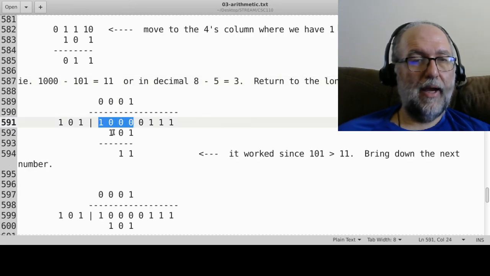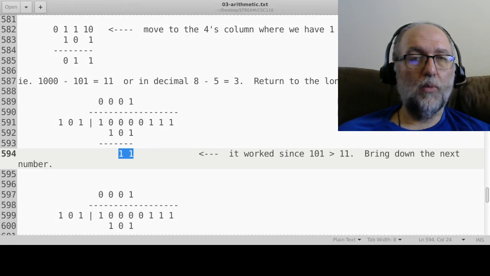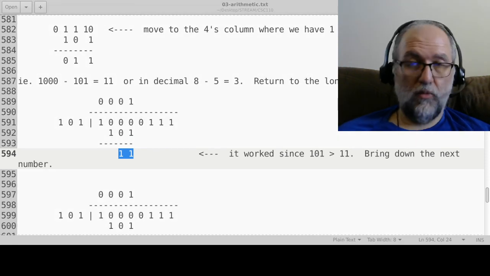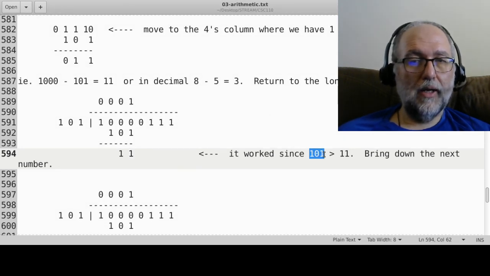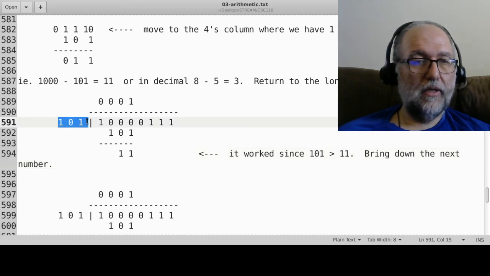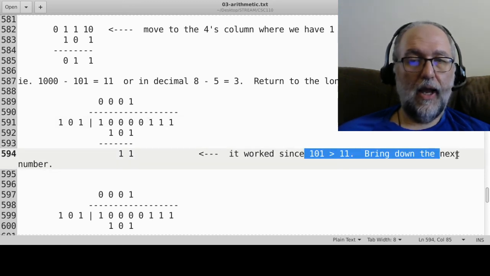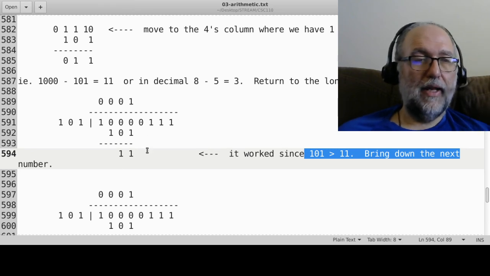Okay, so here we are. We had this minus that, and when we subtract, we get 1, 1. Okay, and how do we know it worked? That we did it right? Well, is 101 bigger than 1, 1? In other words, is this number here smaller than that? Sure enough, it is. Okay, and so we're ready to bring down the next number.